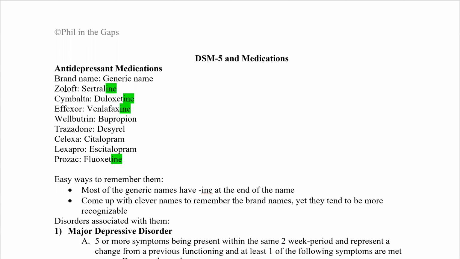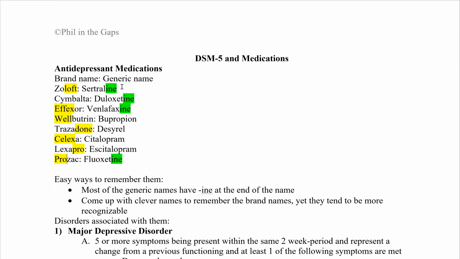Starting from Zoloft, it helps to loft the person's mood to a more positive land. Effexor positively affects the person's mood, while Wellbutrin helps the person to feel well. Trazodone helps the person's depression to be done. Celexa helps to select the person's mood to be more positive. Lexapro helps the person feel like a pro. And Prozac helps a person feel like a pro as well.